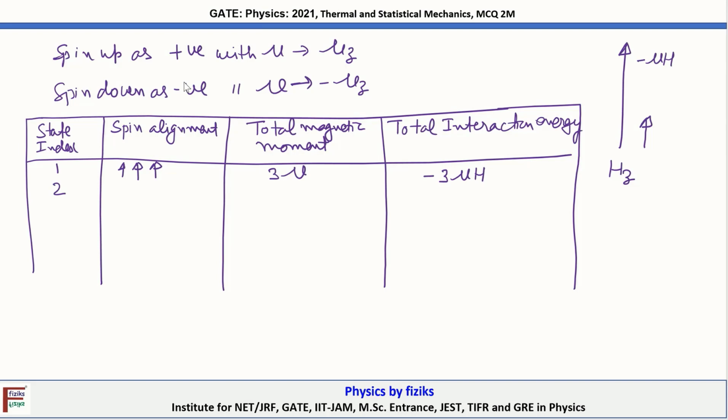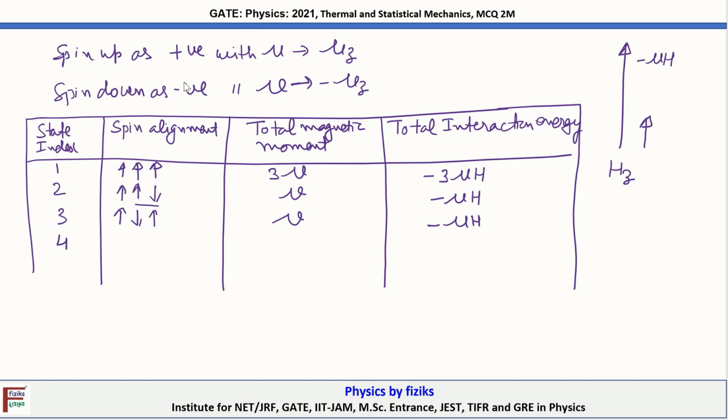Similarly, the other possibility could be that the first 2 spins are pointing in the upper direction and the third in the lower direction. In this case the spin up will cancel with the spin down. These two cancel with each other and we are left with only one spin up, so the total magnetic moment for this case will be mu, and the net magnetic interaction energy will be minus mu h. Now the third possibility is when the first is up, down, and then up. Again the net magnetic moment is mu and the interaction energy is minus mu h.